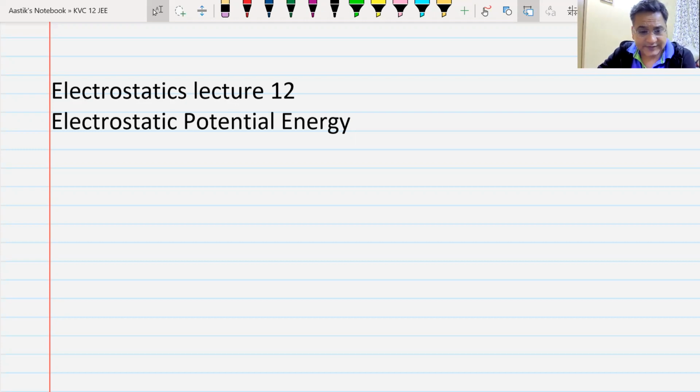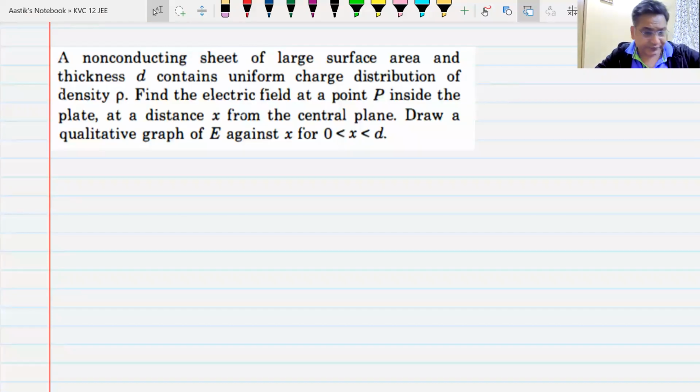In the last lecture, we had seen the concept of Gauss law, and I had given you a question wherein you had to find out the electric field due to a thin sheet: a non-conducting sheet of thickness D. Anyone got the answer for this one? This was the question I discussed, and I told you that this is the last question for Gauss law, to cover it once and for all.